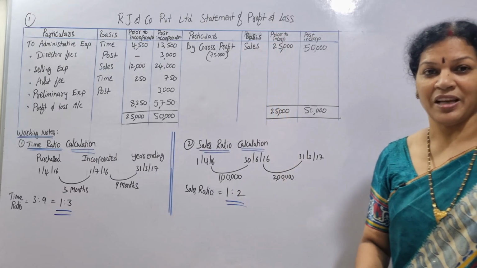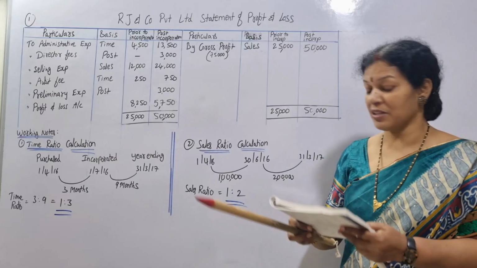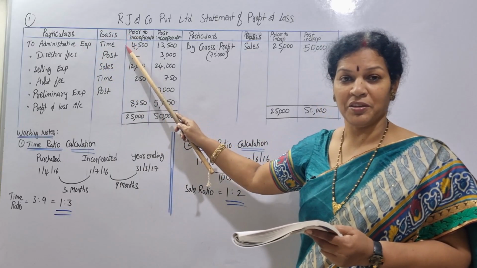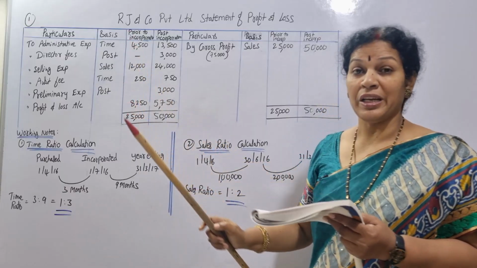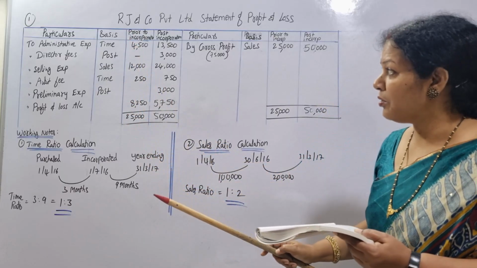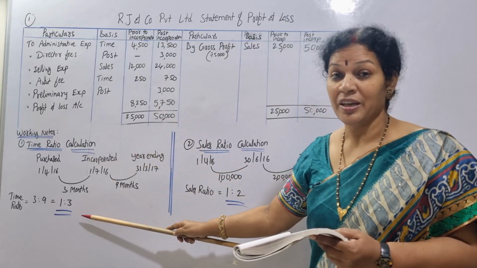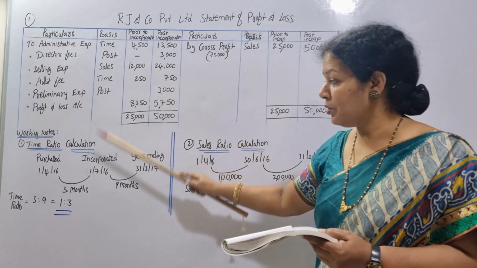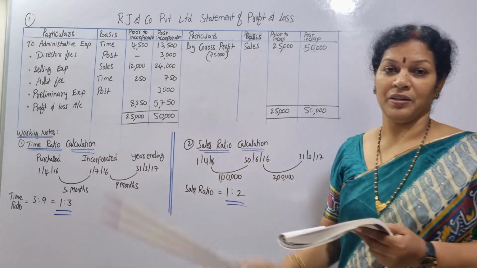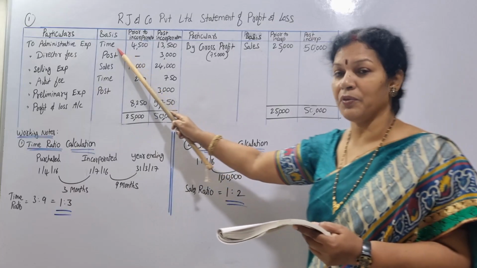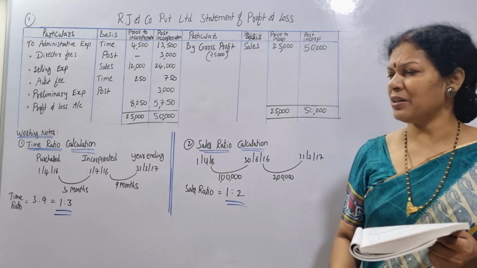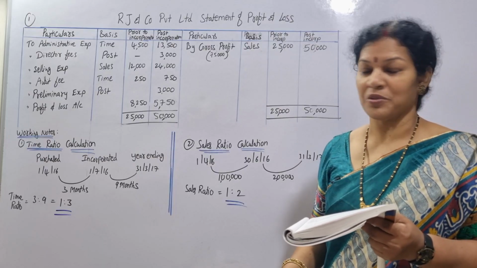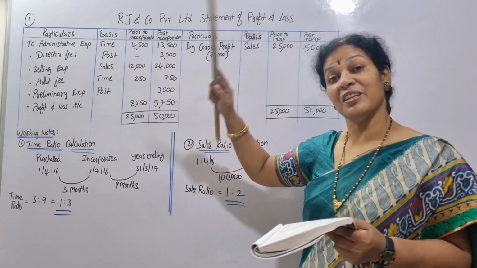Then the rest of the expenses, as I explained. The first expense given here is administrative expenses. Administrative expenses, as per time, I said. Administrative expenses are total 18,000. On the basis of time, meaning 1 is to 3: 18,000 into 1 by 4 is 4,500, and 18,000 into 3 by 4 is 13,500. Like this, administrative expenses on the basis of time. Next, director fee. Director fee you have to post directly because it is related to the company.